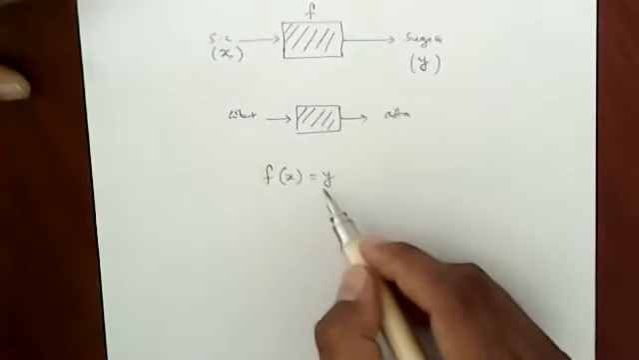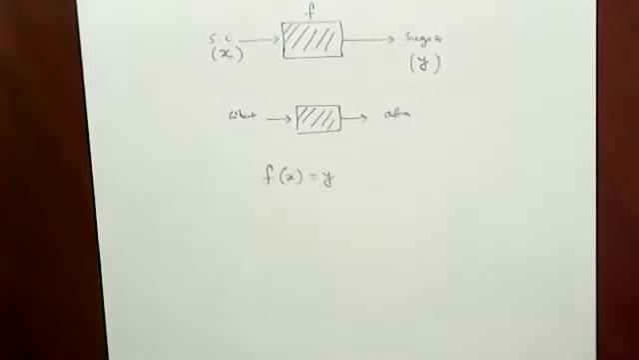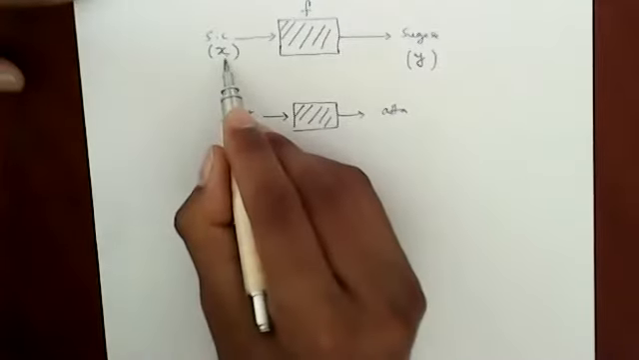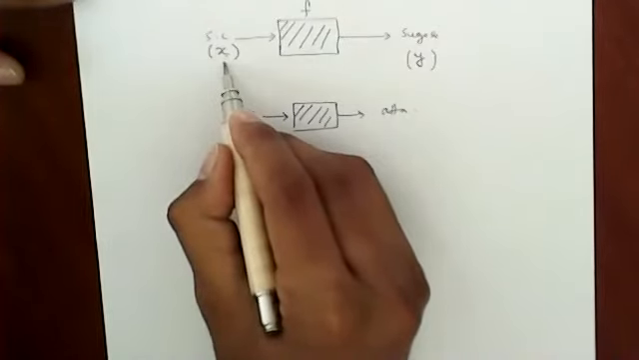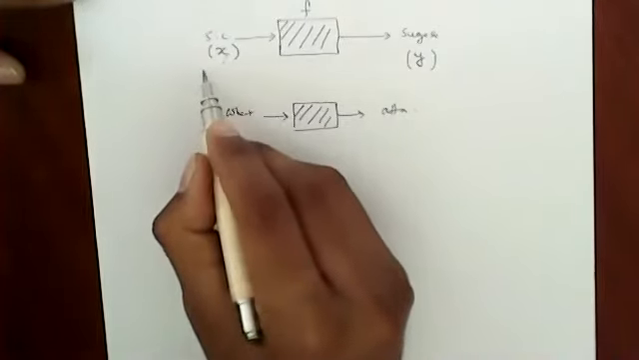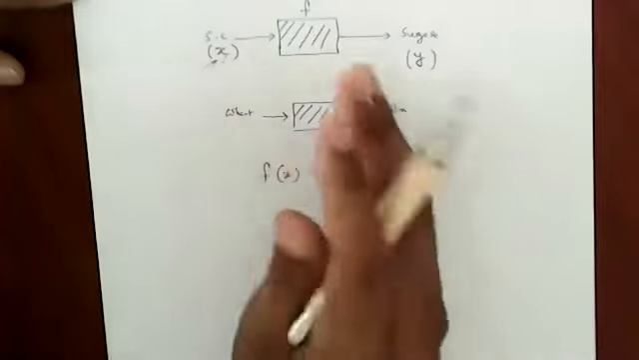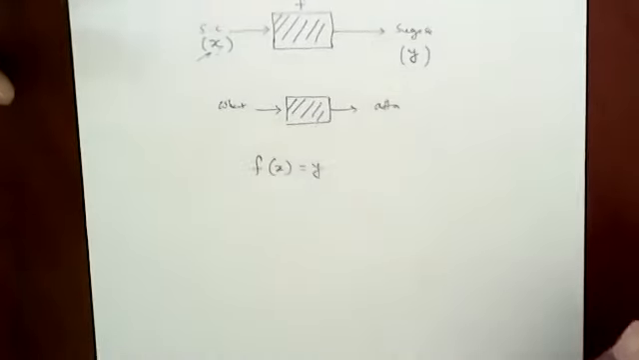So f of x equal to y. So this is simply a function. And this x, we call the input of this function. This is called the input, or it has some different name. Let me describe with some different name.